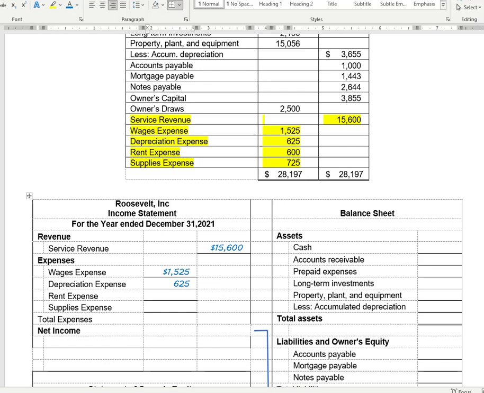We have our rent expense, $600. And we have our supplies expense, $725. There is a line under that indicating that we're going to do a total, and we have $3,475 as our total expenses. We get a line under that.